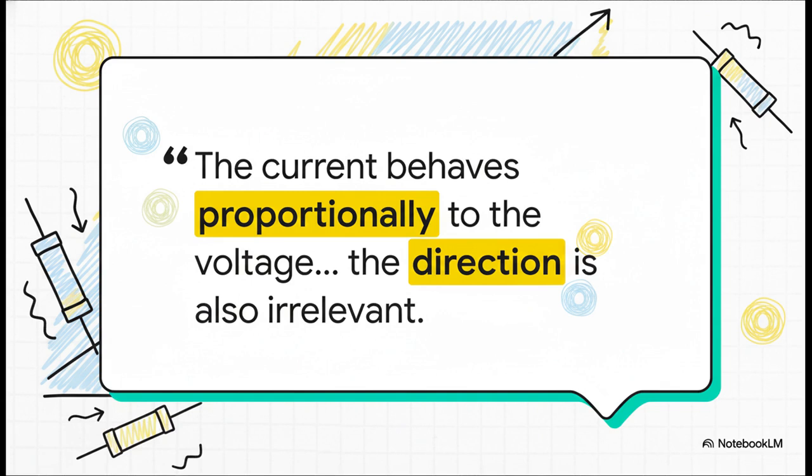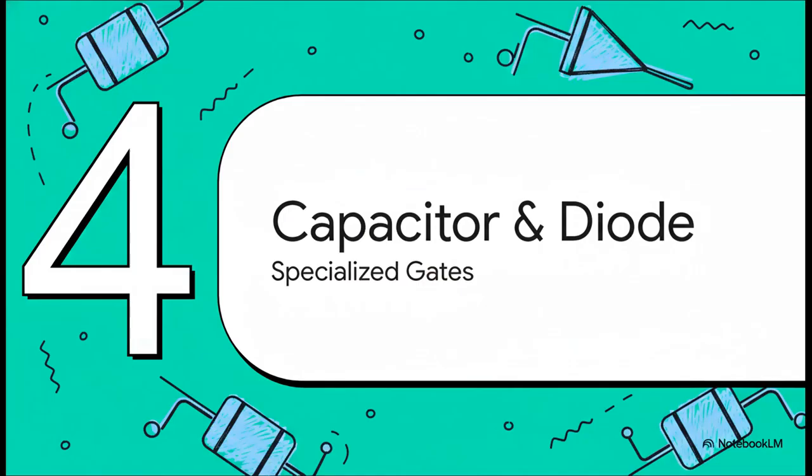That predictability is why they're in everything, controlling stuff like the brightness of an LED or the volume on your stereo. Okay, so resistors are pretty simple. But what if you want to control electricity in more clever ways? That's where our next two components come in. They're a little more specialized.